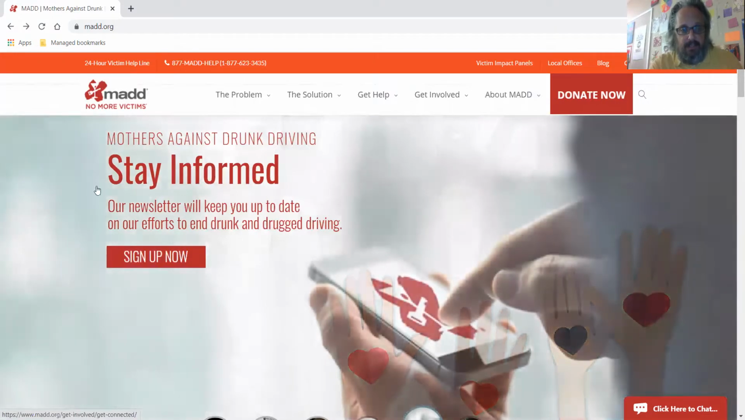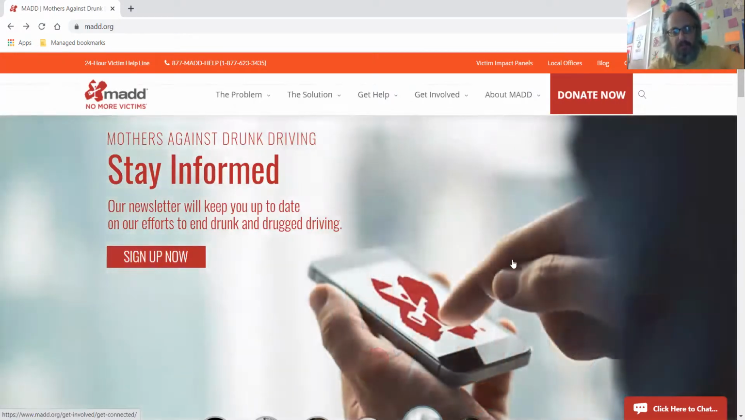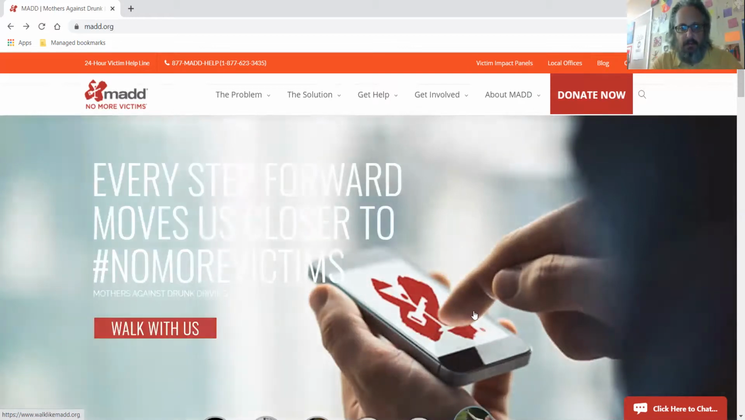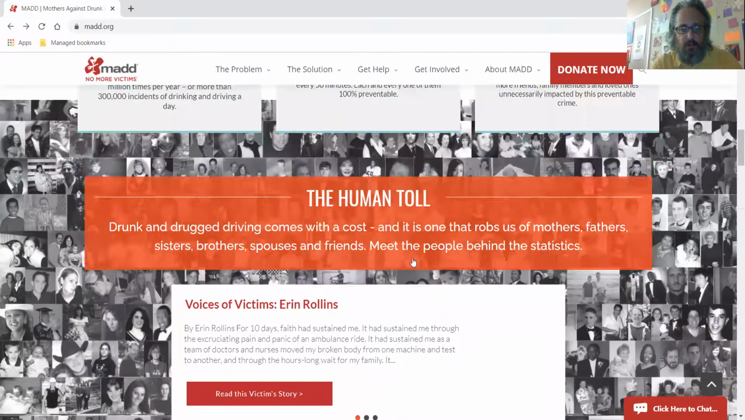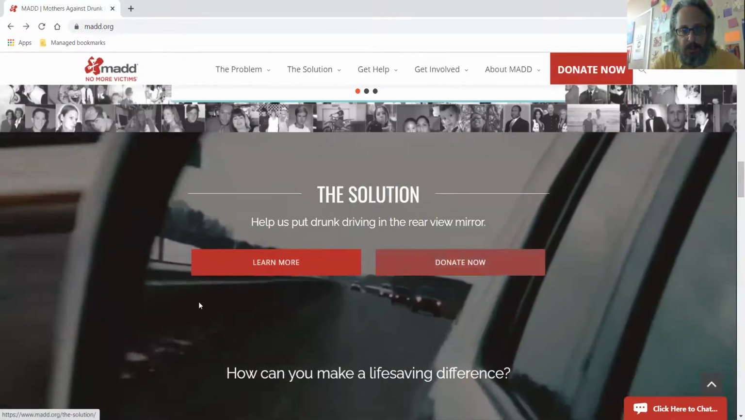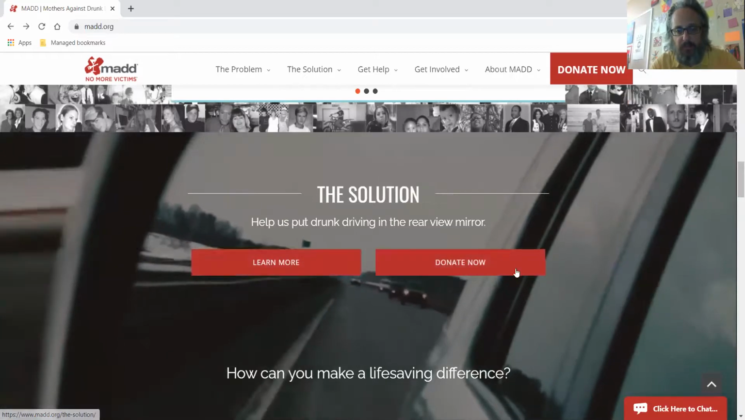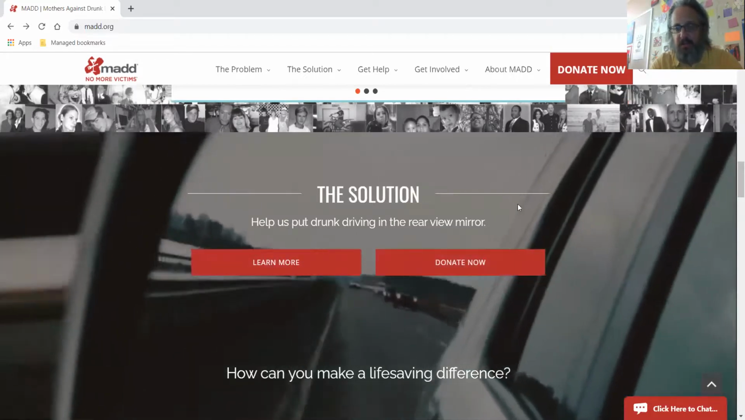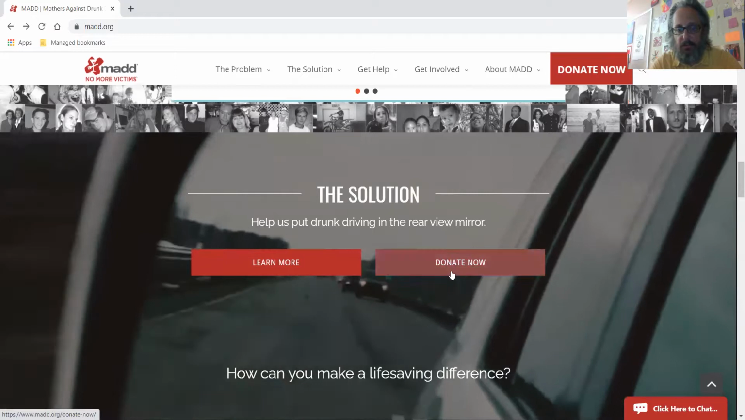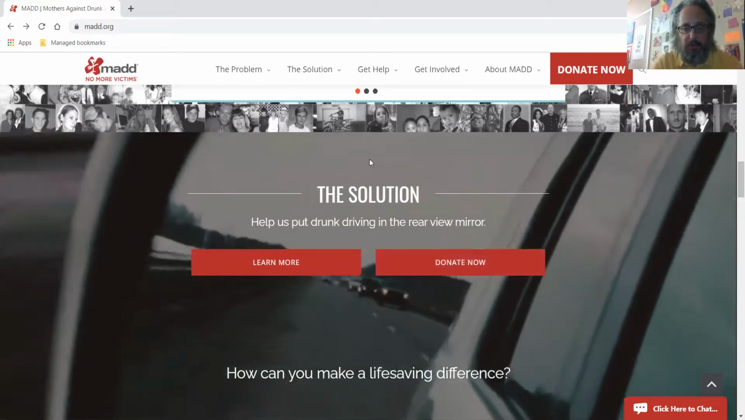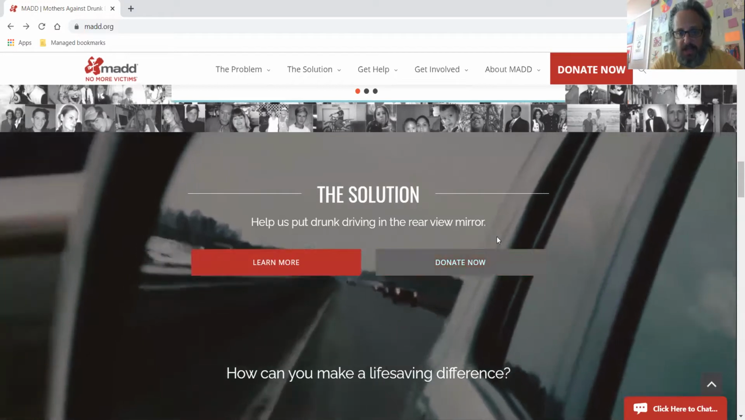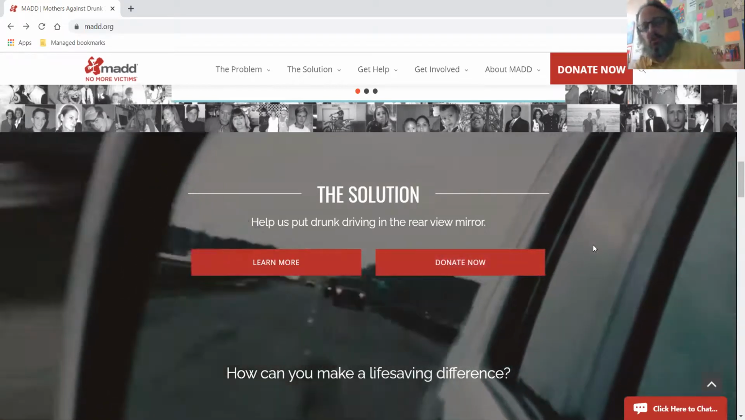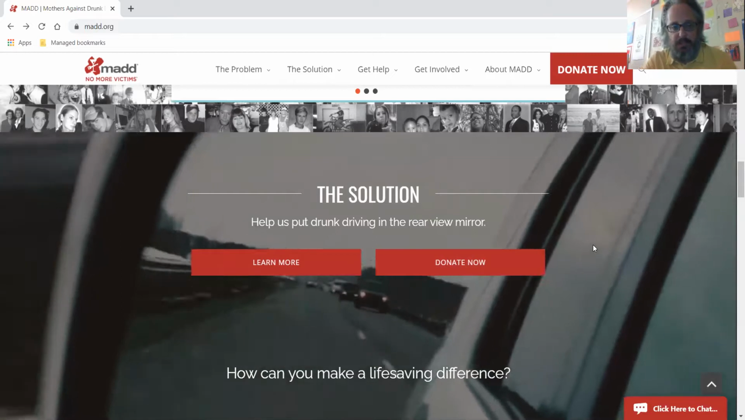The constantly changing main panel here is next to the donate now. You'll notice that the threat, the statistics are next to the human toll, and what comes next after this victim story, right? Learn more and donate now. Notice how they're next to each other. So they're repeating the donate now. It's here. It's also here. Notice what it's next to. Notice here it says the solution, and then here it says donate now.